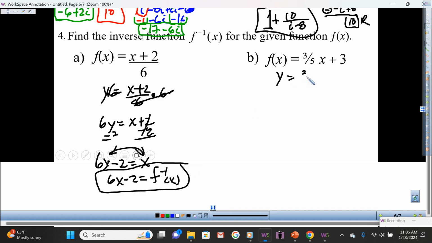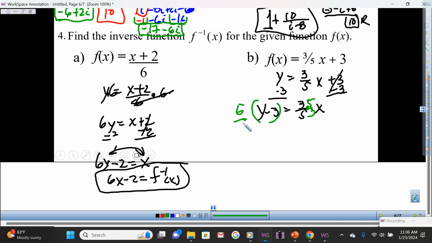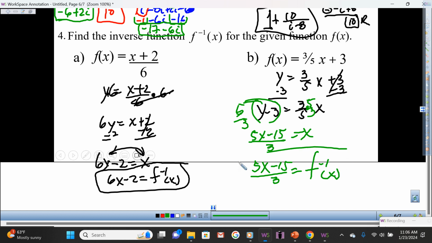And the other, y equals 3/5 x plus 3. Subtract 3. y minus 3 equals 3/5 x. Multiply times the reciprocal, 5 over 3. This is x equals, distribute the 5, that's 5y minus 15, and all of it over 3. And then exchange the variables, so we end up with 5x minus 15 over 3 equals f inverse of x.